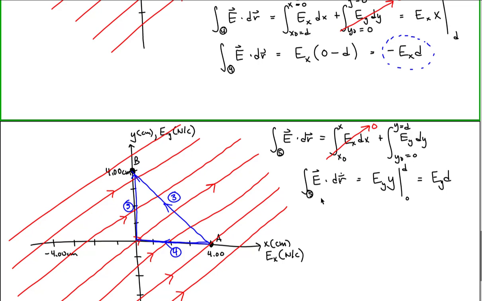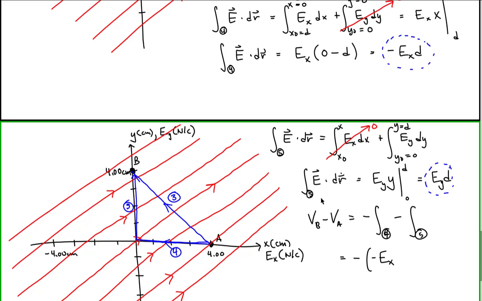Now we have the integral along path 4 and the integral along path 5. We can now evaluate the potential difference from A to B along that path. So the potential difference from A to B is equal to minus the integral along path 4 and minus the integral along path 5. This is then minus the quantity minus the x component of the electric field, d, and minus the y component of the electric field, d. We can factor a d from both terms, and we're left with d times the x component of the electric field minus the y component of the electric field. And this is the potential difference from point A to point B.